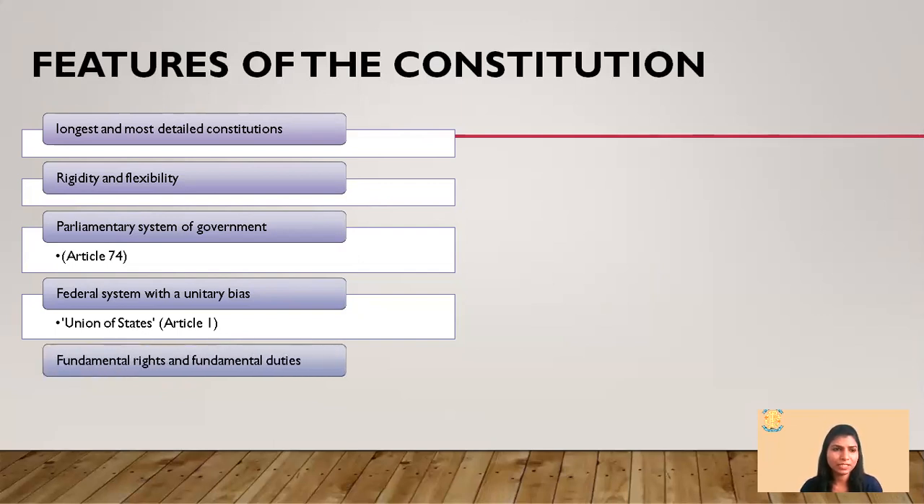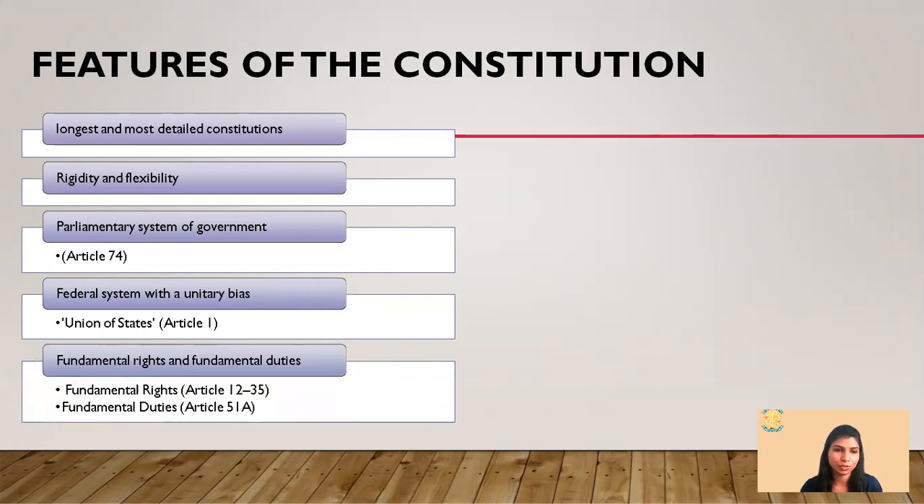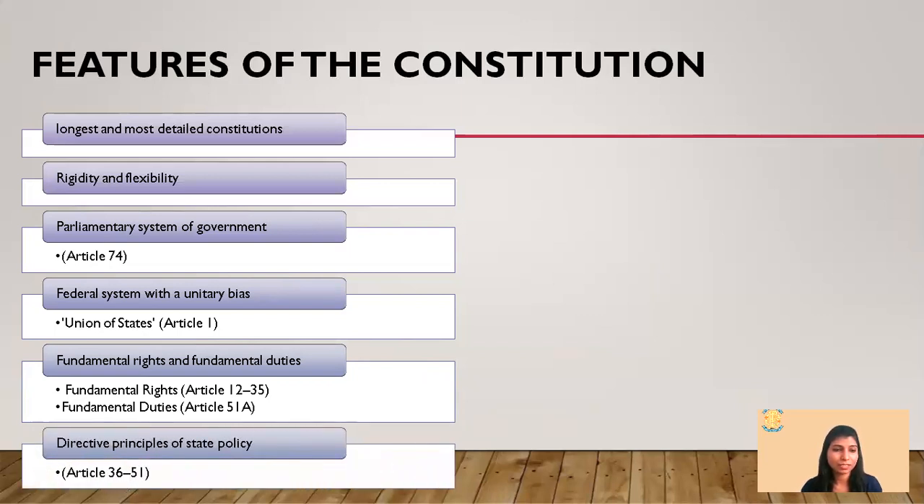The next very beautiful feature is fundamental rights and fundamental duties. Fundamental rights are mentioned under articles 12 to 35, and fundamental duties are mentioned under article 51A. Next feature is directive principles of state policy. It is mentioned under articles 36 to 51. The Indian constitution mentions certain directive principles of state policy, which the state needs to keep in mind while formulating any new policies.